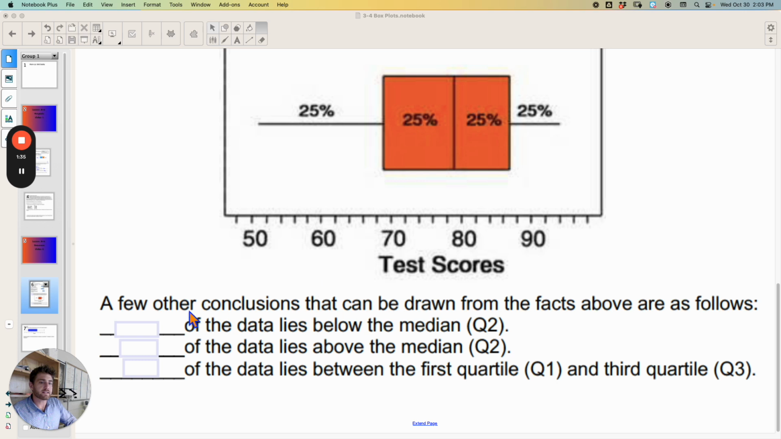And then the last thing is that there's a couple other conclusions we can draw. 50% of the data lies below Q2. So this is Q2. Q2 is also the median. So 25 plus 25 will give you 50%. 50% of the data lies above the median, so here. So here's the median, 25 plus 25 is 50%. And then lastly, 50% of the data lies between the first quartile and the third. So 50% of your data is right here in this IQR area.